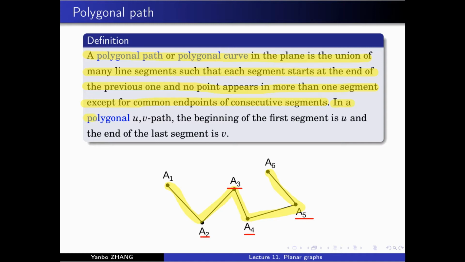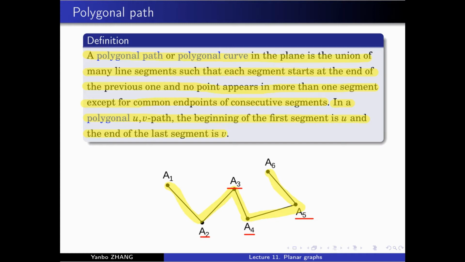In a polygonal UV path, the beginning of the first segment is U and the end of the last segment is V. So the graph below is an A1, A6 path. This polygonal path starts from A1, ends at A6.